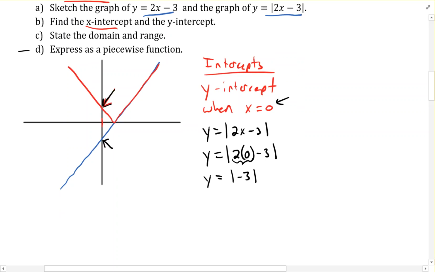So that's what the whole absolute value thing did, it flipped it upside down, or right side up, however you want to think about it. So the absolute value here now is going to be positive 3. So you could say at this point right here, at our y-intercept, this is going to be (0, 3). All right, so we've got the y-intercept. We're good. X-intercept.